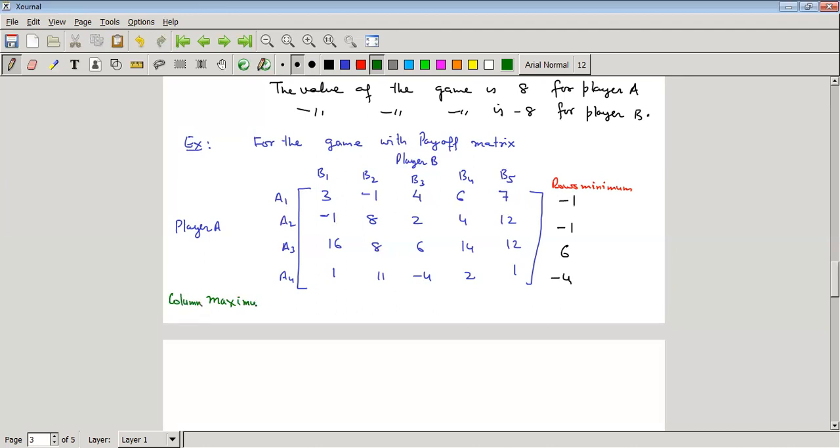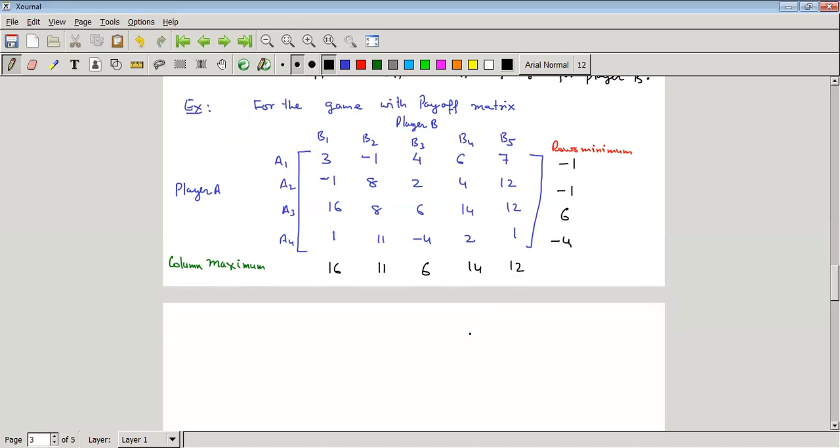Column maximum. What is the column maximum? 3, -1, 16, so 16 is maximum. -1, 8, 8, 11, 11 is maximum. 4, 2, 6, -4, 6 is maximum. 6, 4, 14, 2, 14 is maximum, and here 12 is maximum.